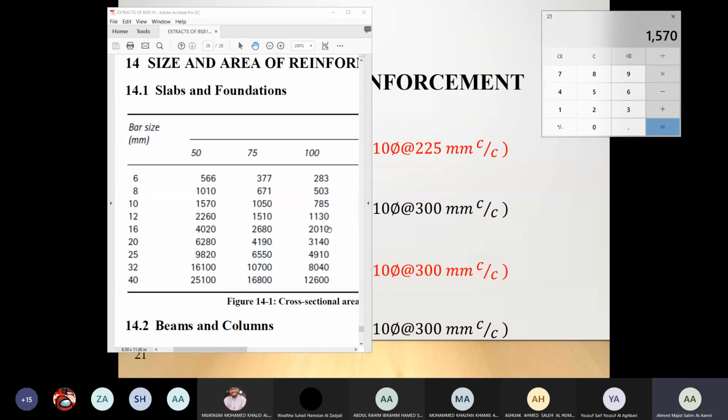So for 14, the reinforcement is going to be 1570. So there are different options for you. You can choose whatever is preferred by you. Any question you have? Any question regarding the calculation of the reinforcement?